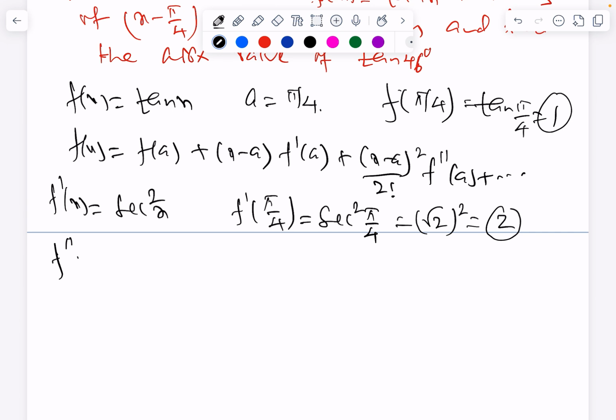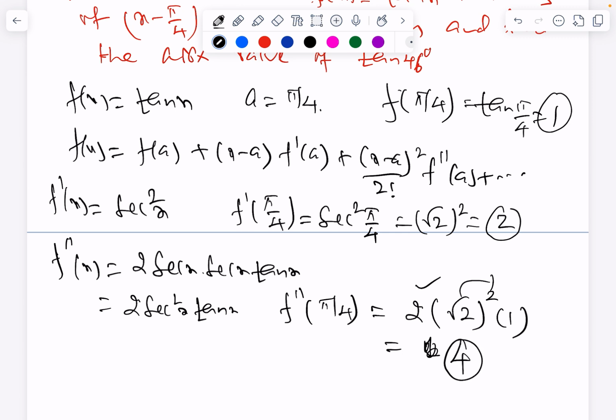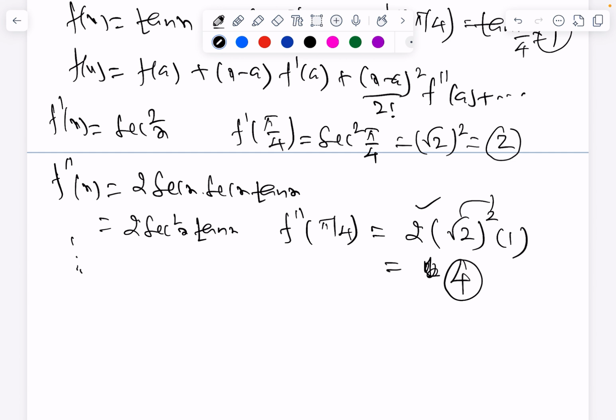Take the second derivative and that is 2 sec x. Derivative of sec x is sec x into tan x. And so this is equal to 2 sec square x into tan x. Its value at pi by 4: 2, then sec square pi by 4, so that is root 2 square, and tan pi by 4 is 1. Root 2 square is 2, and 2 times 2, so that is nothing but 4. So no need for further.